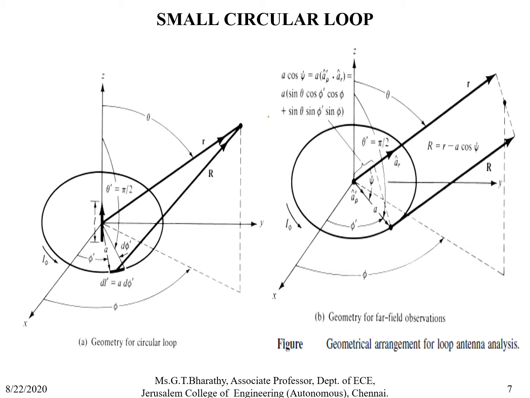The next diagram is the geometric representation for far field observation. For the far field approximation, we already know that capital R will be equal to r minus a cos psi, where a is the radius of the circular loop and psi is the angle. And for the far field approximation, the vectors small r and capital R will be parallel to each other.